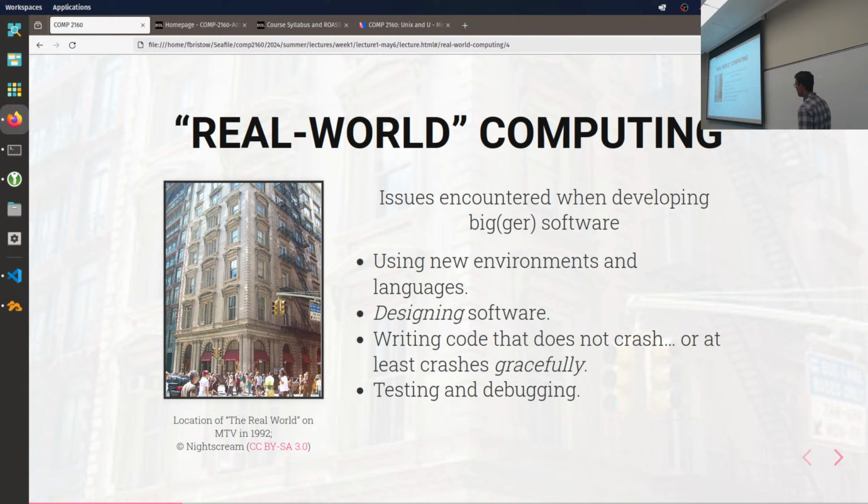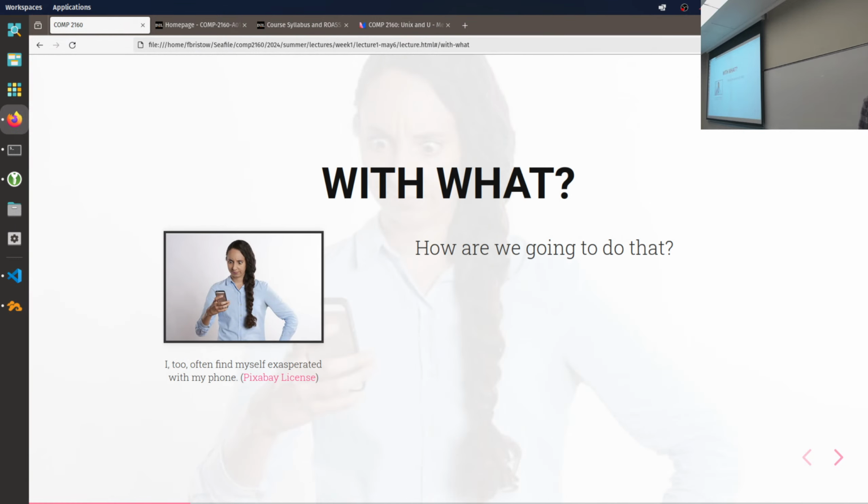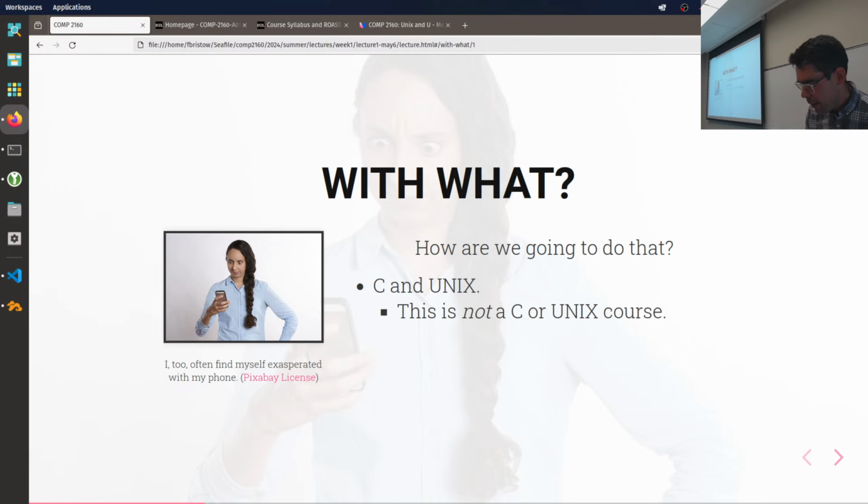We're also going to spend time doing testing and debugging. We'll look a little bit more formally at debugging, and we'll start looking at testing for the first time, maybe. We'll also spend some time looking at performance issues. We're going to be using C and Unix to do all of that. These are the tools that we're going to be using to build all this stuff up.